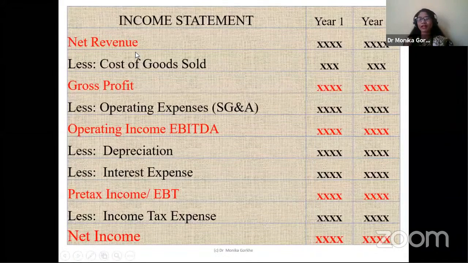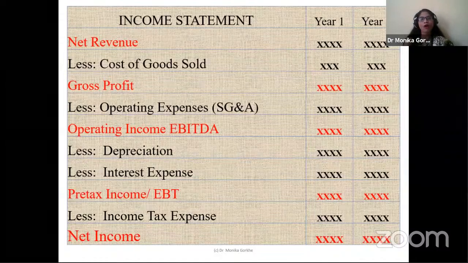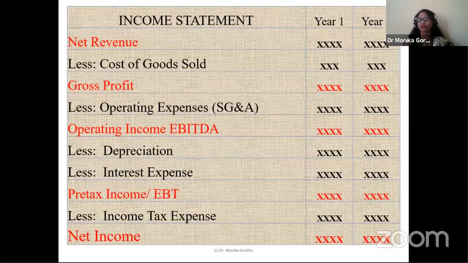Net revenue means whatever sales you have done, minus the refunds, minus whatever discount you have given, and the net which is left with you is your net revenue. Then from net revenue we deduct cost of goods sold. What is cost of goods sold? Cost of goods sold includes all the direct expenses incurred on that particular product, your direct material and your labor, whatever you have expended on your production and manufacturing activity.